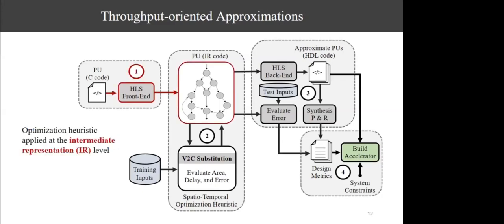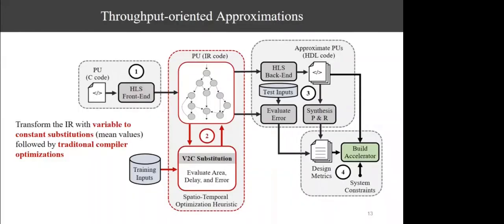Given the PU source code, the first step is using the HLS front-end to generate an intermediate representation, IR, code suitable to be optimized by transformations provided by the compiler toolchain. In the second step, we iteratively transform the IR code through an optimization heuristic that eliminates operations with variable to constant substitutions, V2C. This technique replaces arithmetic and logic operations with constant values previously profiled with code instrumentation. After each approximation step, we also perform traditional compiler optimizations that can be enabled by such replacements, such as dead code elimination, constant propagation, and strength reduction.